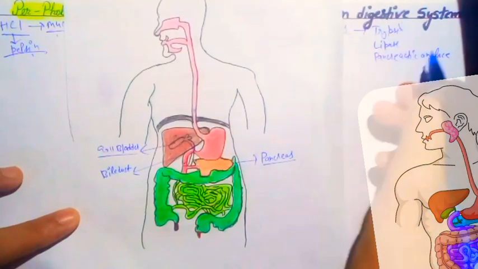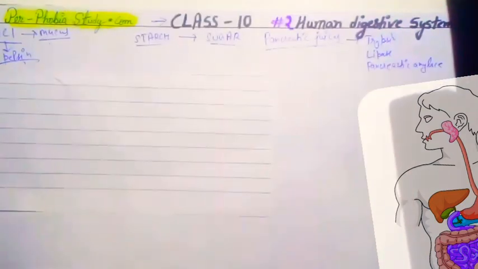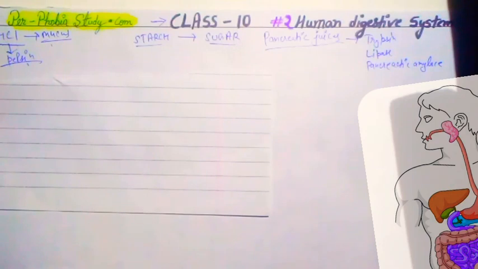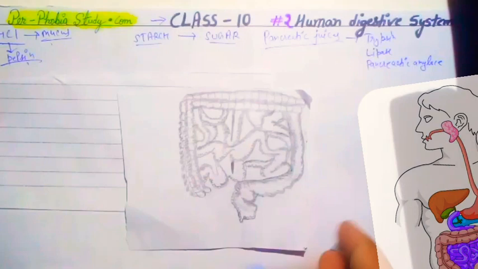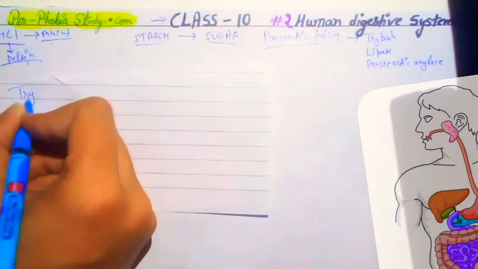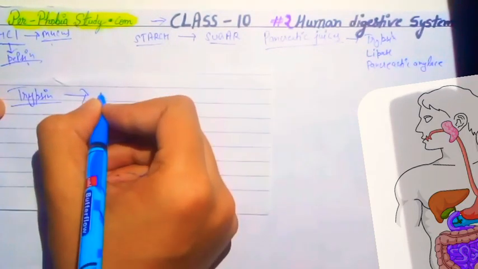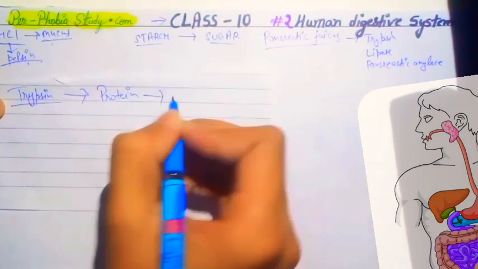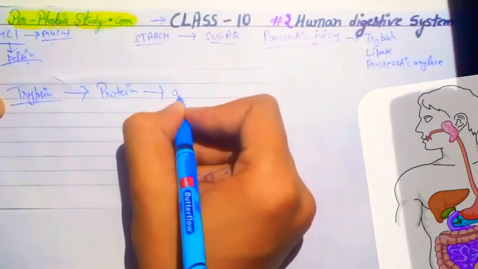What are the works of these enzymes? Let's discuss them. So students, this is our small intestine, you can see it. This trypsin digests protein and converts it into amino acids.